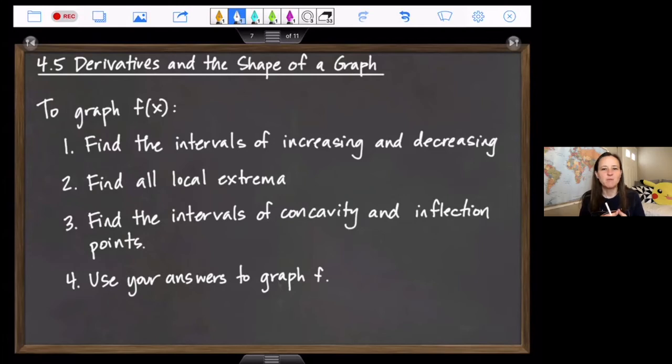We have been in section 4.5 for a while, learning what the derivative has to tell us about the shape of a graph. And today we're going to try to put it all together and graph some functions. Here's the procedure that I want you to use in this section's homework whenever you're graphing a function. We're going to find the intervals of increasing and decreasing, and then we'll find all local extrema doing that first derivative test from the sign chart, find the intervals of concavity and inflection points, and then we're going to put all of those things together and try to draw a good graph of the function.